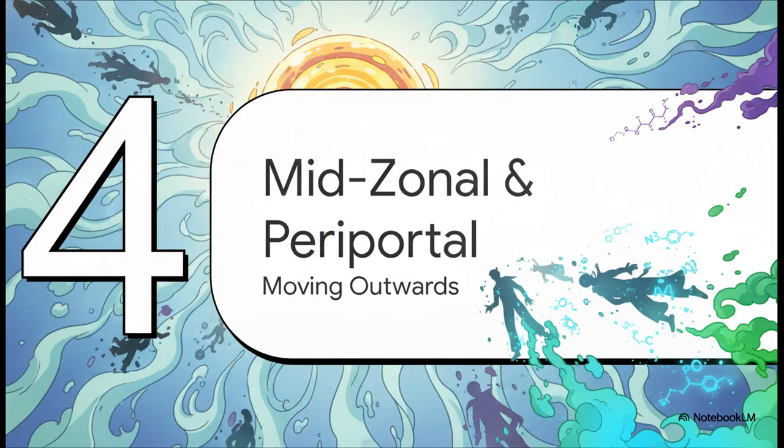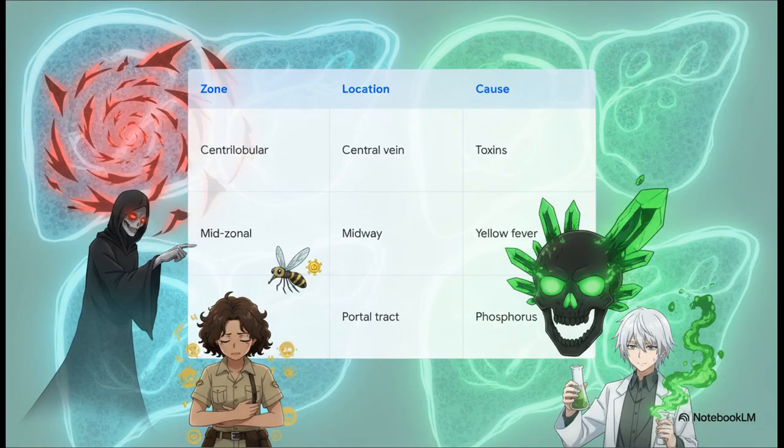Moving outward, we hit Section 4, midzonal and periportal attacks. What's really fascinating here is how we can literally match the specific poison or virus to the exact neighborhood of the liver it prefers to destroy. Centrolobular hits the center. Midzonal targets the area midway between the central vein and the periphery. We actually see this a lot in humans due to yellow fever.